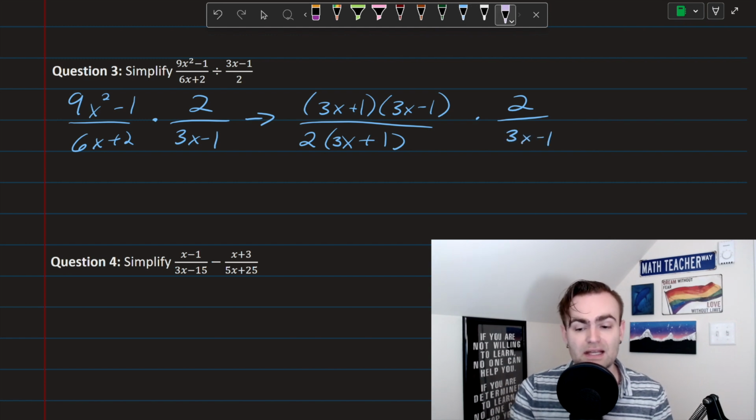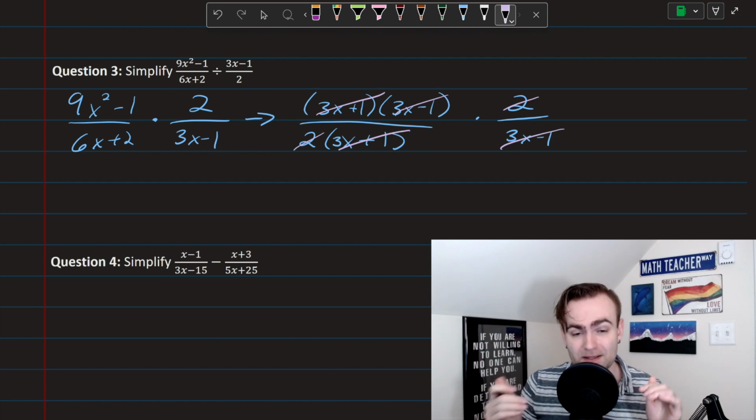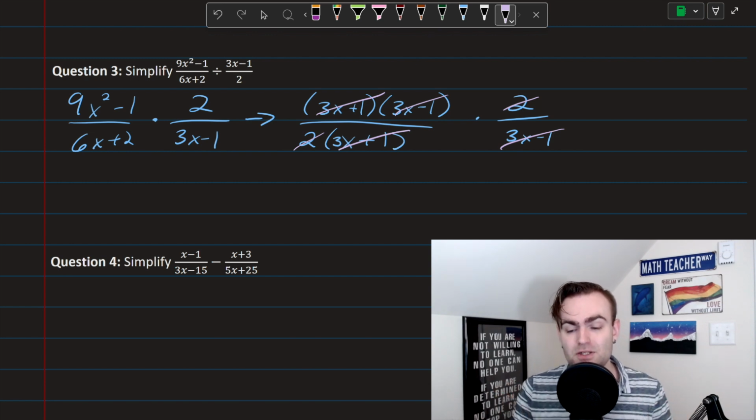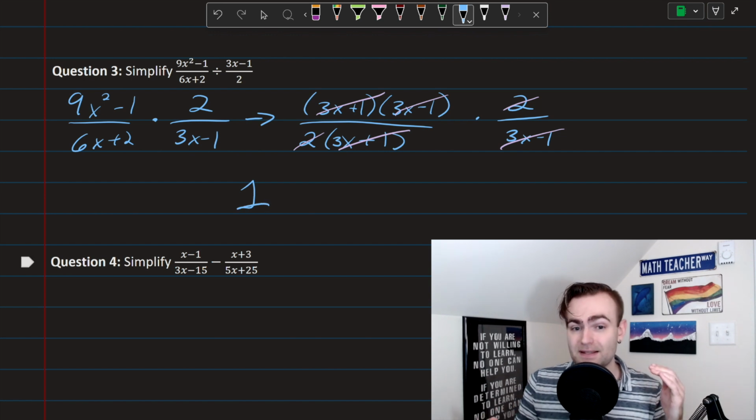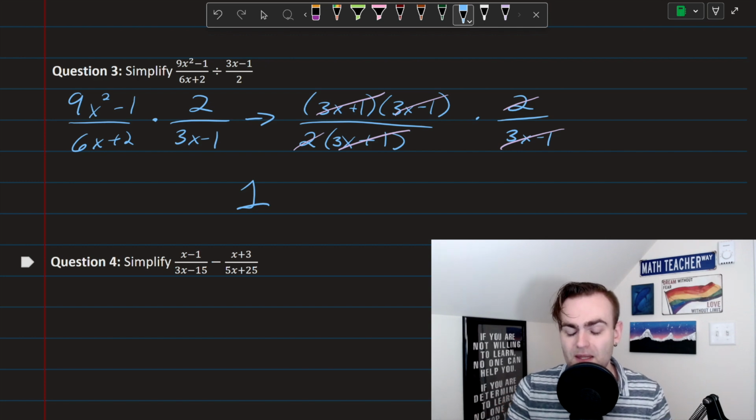And now we're going to try to cancel out all of the common factors we have in the numerator and denominator. I have a 3x plus 1 and a 3x plus 1. I have a 3x minus 1 and 3x minus 1. And I have a 2 and a 2. Everything canceled. What's left? Is it 0? No. Because we canceled everything out through division and multiplication, everything would cancel out to 1. If we were canceling things out through addition and subtraction, we would end up with 0 instead.